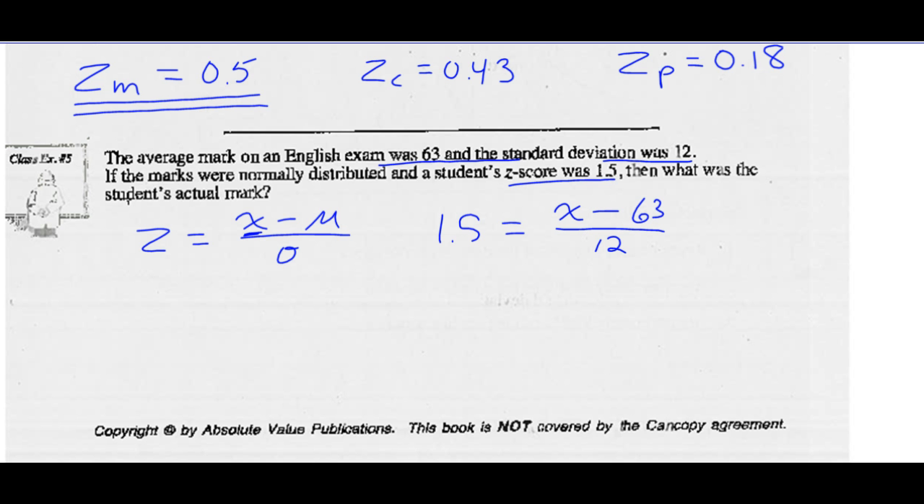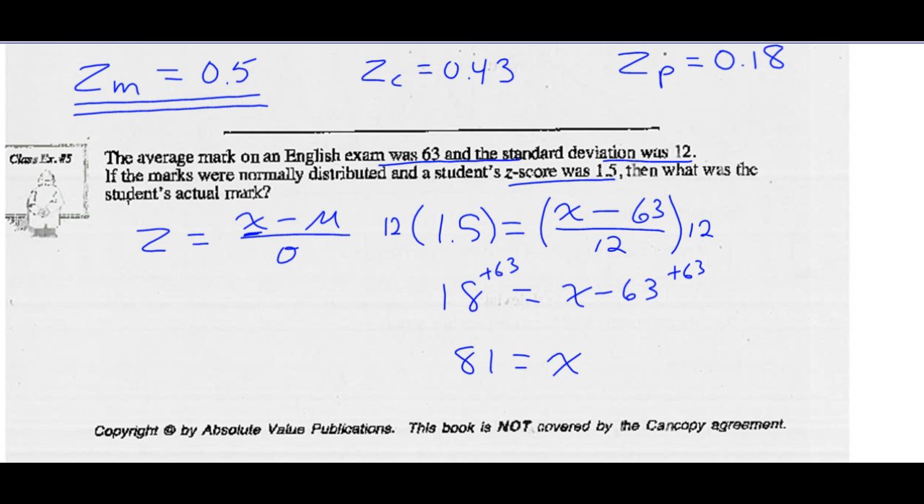So x minus 63 is being divided by 12. I would now multiply both sides of this equation by 12. 12 times 1.5 is 18, and that gives us x minus 63. We should now add 63 to both sides, and 81 would be the student's actual mark. All right, so his actual mark was 81 on that exam.